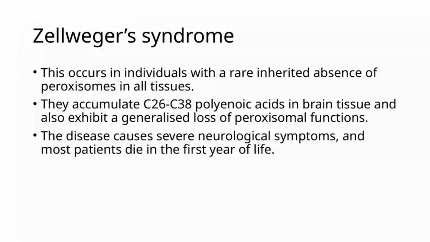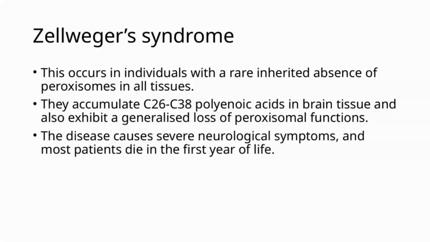In addition to the buildup of these fatty acids, there's a generalized loss of all peroxisomal functions, which affects many aspects of cellular health. The disease manifests with severe neurological symptoms, things like developmental delay, muscle weakness, and profound neurological impairment. Unfortunately, most patients with Zellweger's syndrome don't survive past the first year of life, highlighting how devastating this condition is. Overall, this syndrome underscores the critical role that peroxisomes play in maintaining normal cellular and neurological health, and it ties into our broader discussion of cellular organelles and their importance for human health.